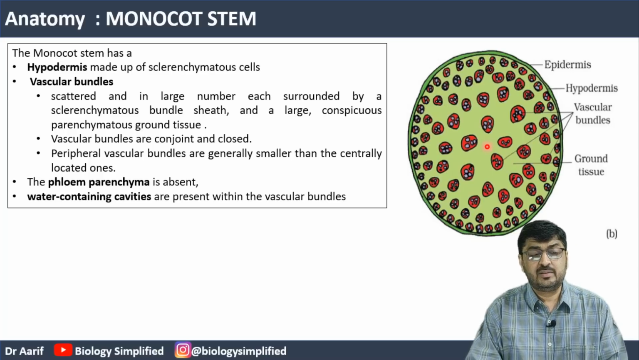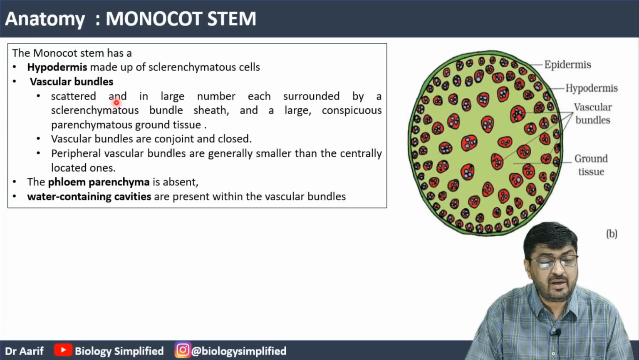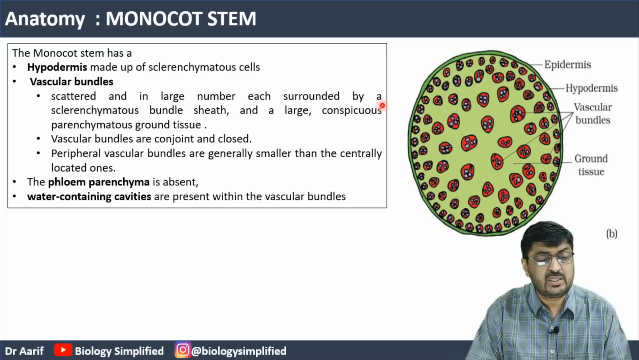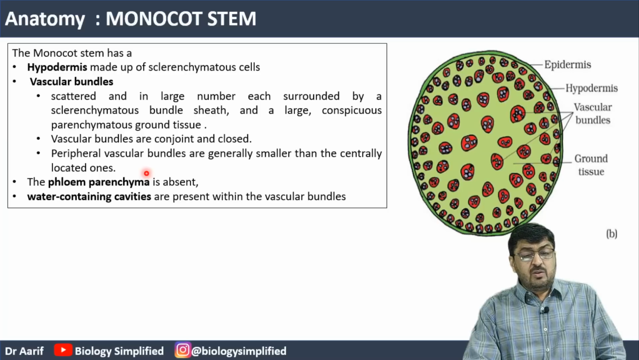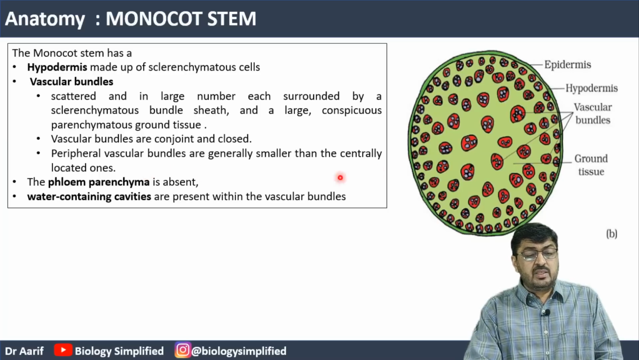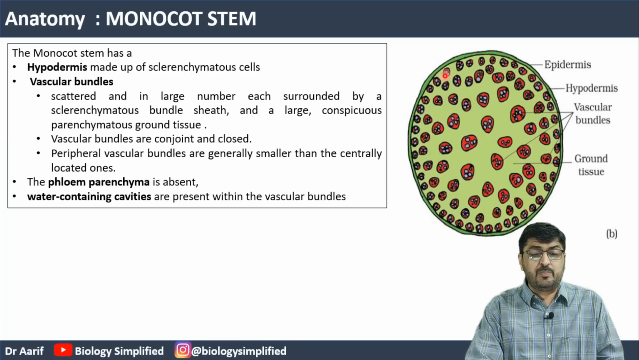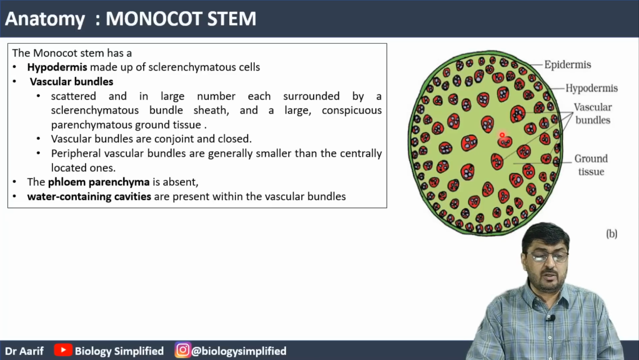The pith is gone. Vascular bundles are scattered and in large number, each surrounded by a sclerenchymatous bundle sheath, with large conspicuous parenchymatous ground tissue. The green-looking tissue in the middle is the parenchymatous ground tissue. Vascular bundles are conjoined and closed, obviously. Peripheral vascular bundles are generally smaller than the centrally located bundles. Look here, the peripheral bundle is small and the ones in the middle are a little larger.